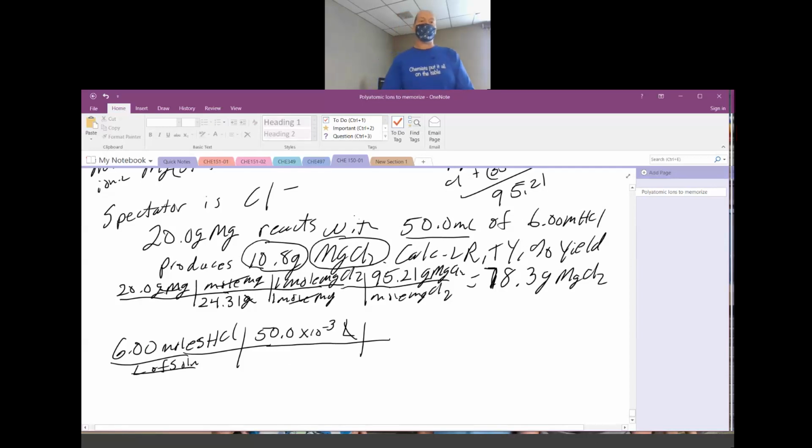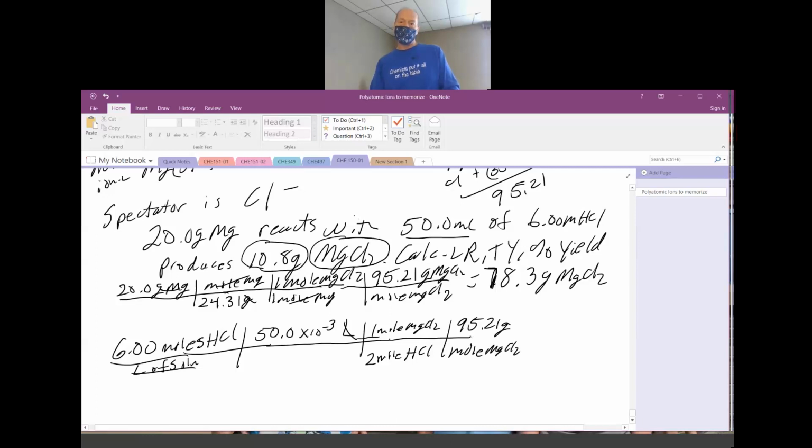When you're given a mass, you got to divide by the molar mass to get moles. When you're given a molarity, you multiply it by its volume to get moles of that reactant. And so from our balanced chemical reaction, we saw that 2 moles of HCl produced 1 mole of MgCl2. And then we want that in mass, in grams. And so we have to again take the 95.21 grams per mole for your MgCl2.